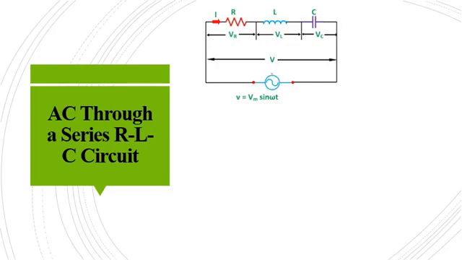So consider the series RLC circuit given in the figure below. Let V equal to Vm sin omega t be the supply voltage. Capital V be the RMS value of the supply voltage, that is, capital V equal to Vm by root 2. Let I be the RMS value of the applied current.